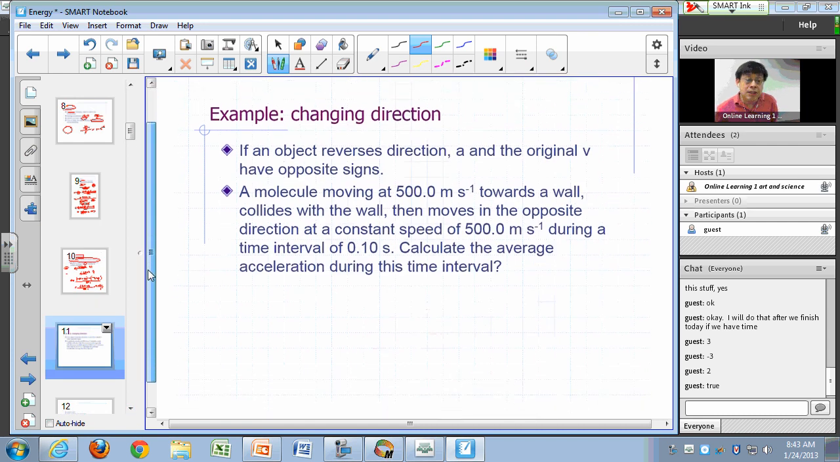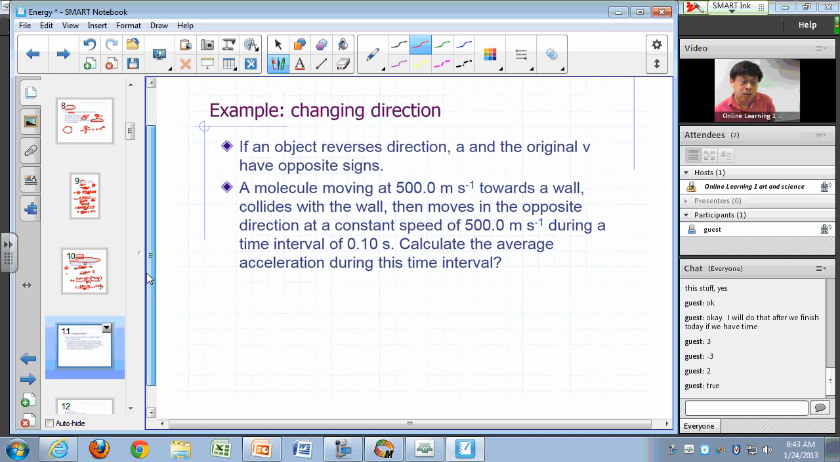If you're changing direction, you're also going to have opposite signs for your acceleration and velocity. Because how can you change direction? You have to slow down first, right? You have to slow down to stop and then turn around, and then you're changing the algebraic sign of your final velocity. You'll end up having opposite signs for acceleration and velocity.